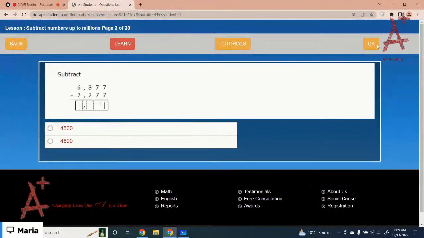Okay, so which is the correct option? 7 subtract 7 is 0. 7 subtract 7 is 0. 8 subtract 2 is 6. And 6 subtract 2 is 4. Got it? That means the correct option is the second one, 4600. Got it? Just select the correct option and click on the OK button.